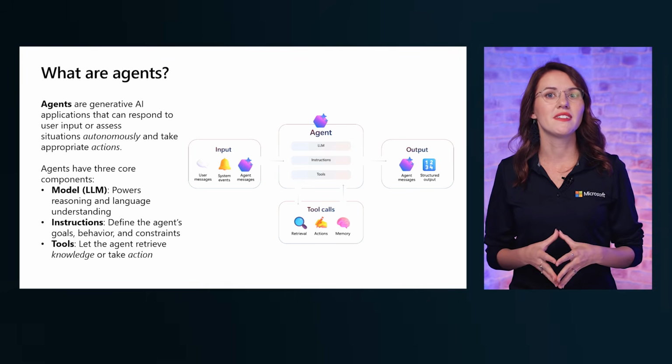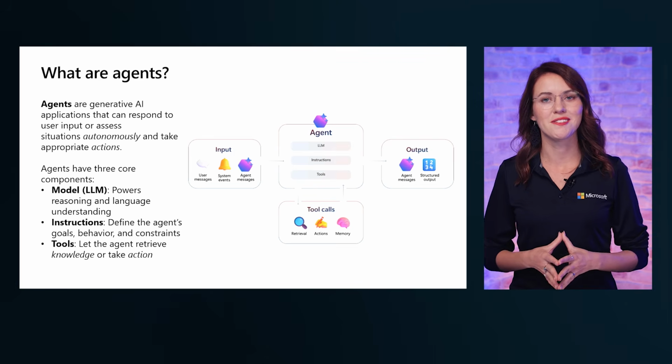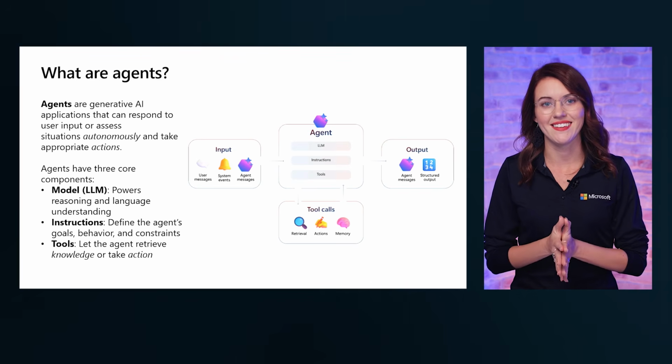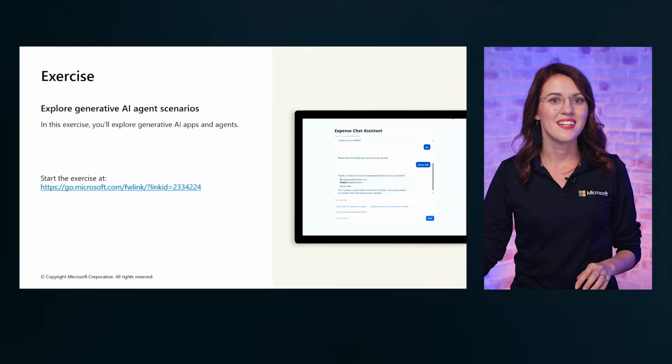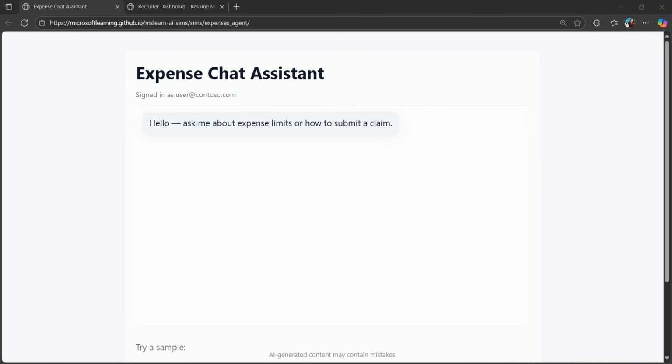This combination of intelligence plus action is what makes agents so powerful. They don't just respond, they get things done. Now, let's move into a live demo to see how this concept comes to life. In this demo, we will explore together different agents that work to simplify our life.